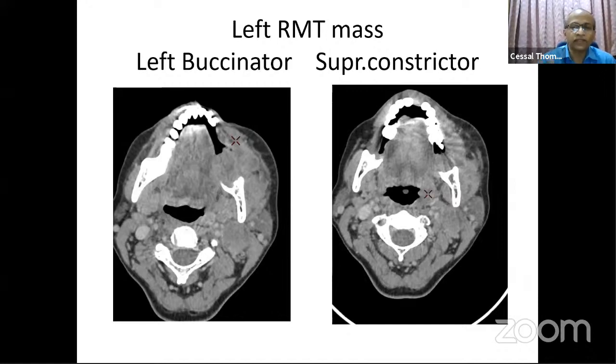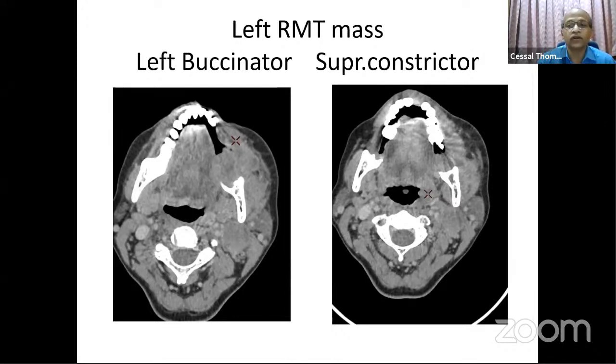So why is it happening like this? There are two ways by which you can get this sort of spread. One is, just remember the lesion is over the retromolar trigone, so it is over the mucosa. It can very well infiltrate the pterygomandibular raphe. Once the lesion reaches the pterygomandibular raphe, it can easily go to the buccinator muscle.